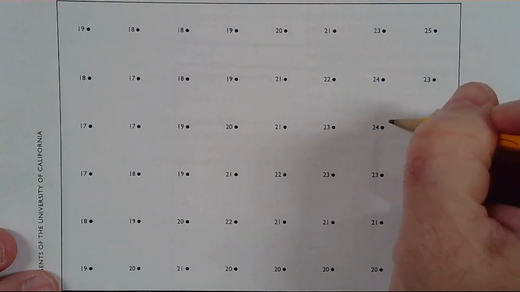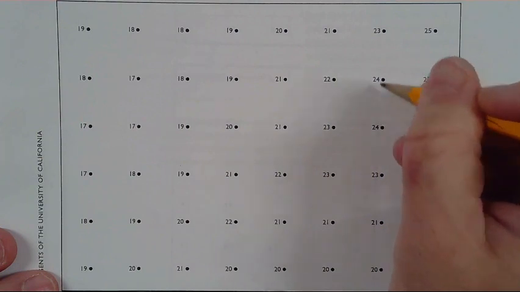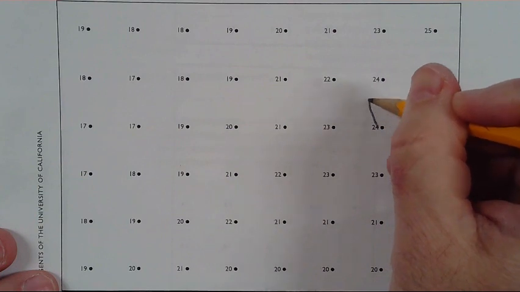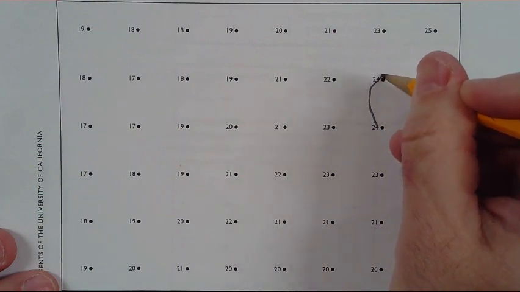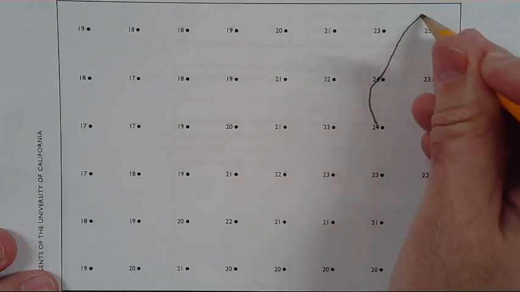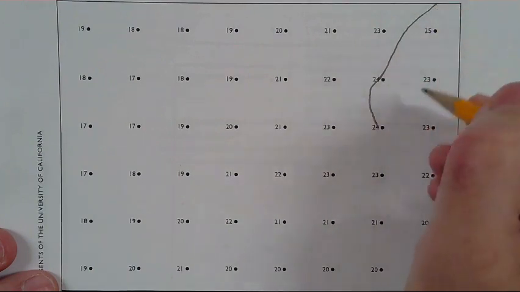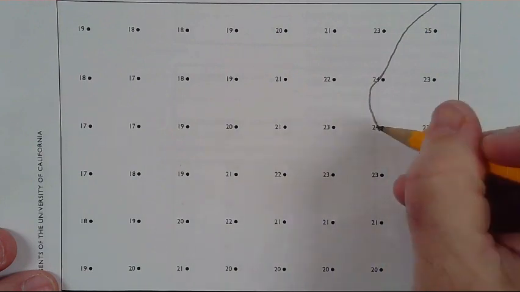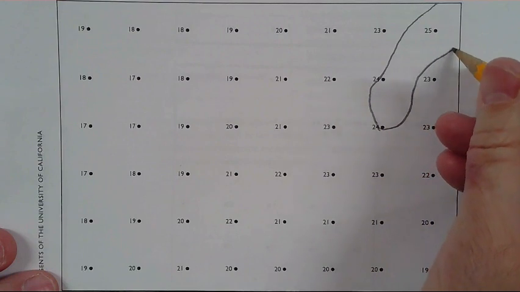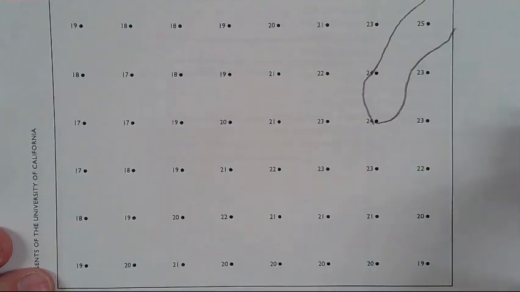So this 24 line has to connect these two, and I'm going to go ahead and draw kind of like this. And now it has to go between the 23 and the 25. I'm just going to have it go off the map, I think. This 24 has to go between the 23 and the 25. I'm just going to have it go off the map.